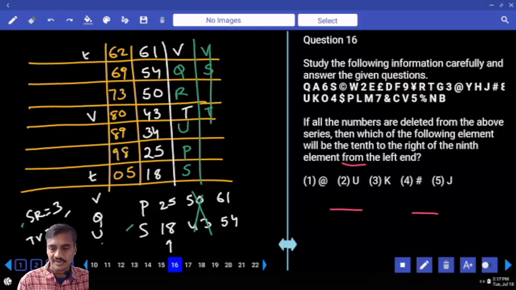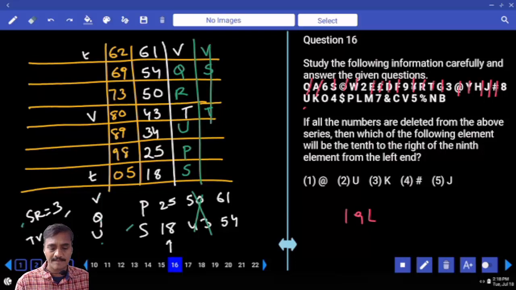Then the next one, 16 onwards. Now 16 to 19, they are based on sequence. If all the numbers are deleted from the above arrangement, then which of the following elements will be 10th to the right of 9th from the left? 10th right and 9th left means 19th from the left hand side without the numbers. Then 1, 2, 3, 4, 5, 6, 7, 8, 9, 10, 11, 12, 13, 14, 15, 16, 17, 18. And the 19th element is what? U. And U, that is choice 2. Clear? The next one, 17th one.